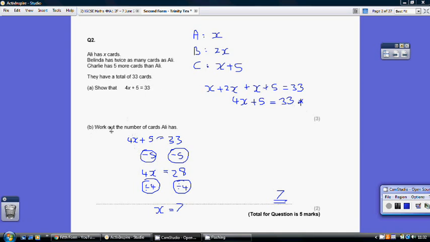Now for part B, this is what we're more familiar with. This is just solving the equation. So we start off by subtracting 5 from both sides, giving us 4x equals 28. We then divide both sides by 4, giving us x equaling 7. And x is the number of cards that Ali has. Ali has x cards, so our final answer is x, which is 7.